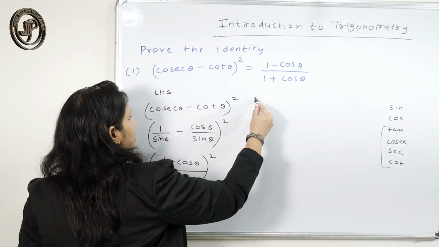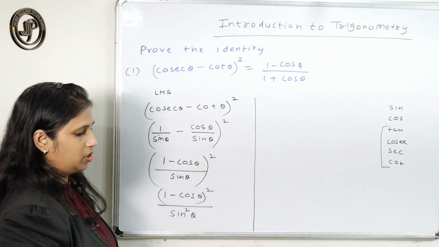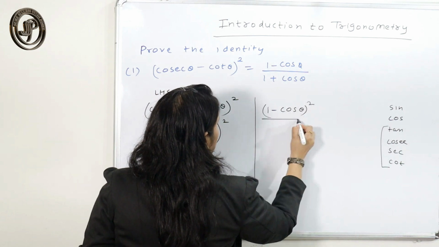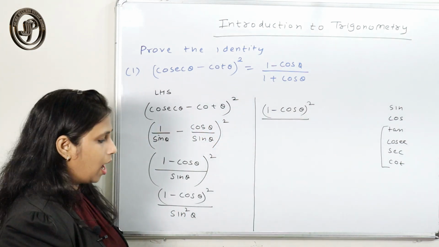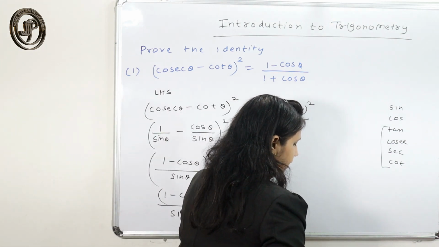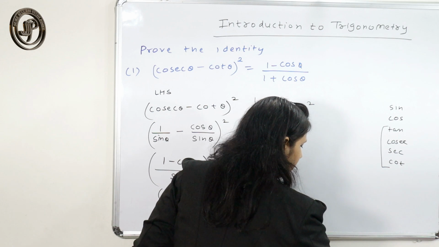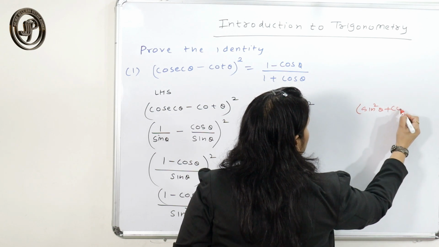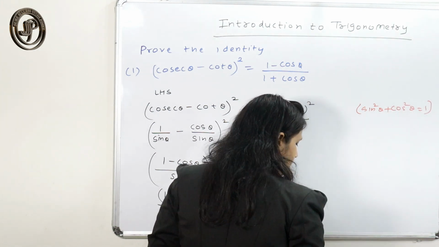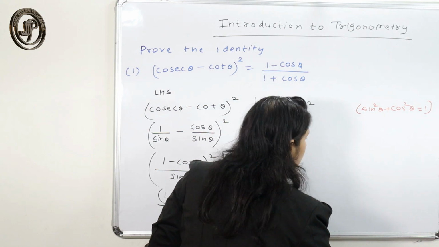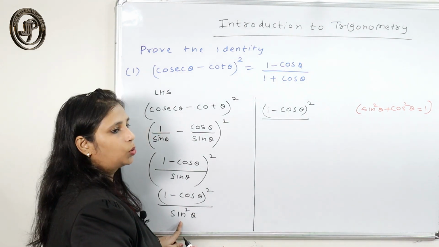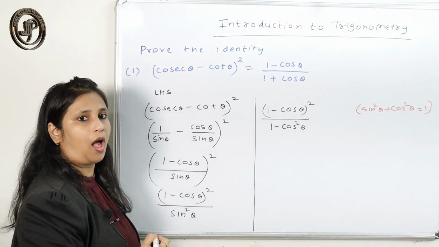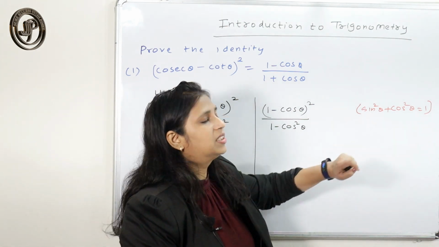Okay, now what can I do to solve this further? So it is (1 minus cos theta) whole square, and sine square theta. I know the identity. Which identity? Here I am writing the identity. We know that sine square theta plus cos square theta is 1. This is the identity that we know. So in lieu of sine square theta, I can write 1 minus cos square theta from this identity.